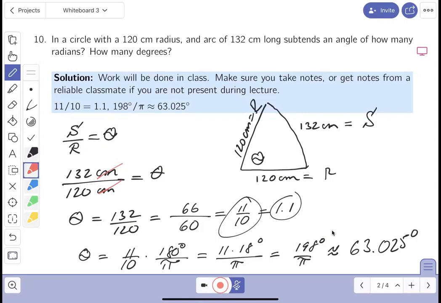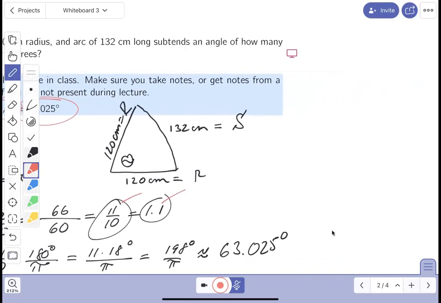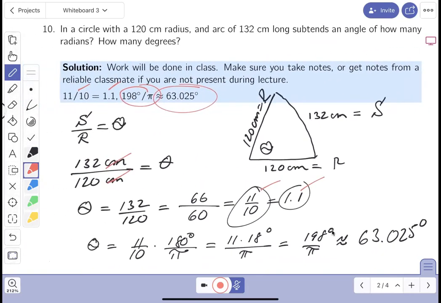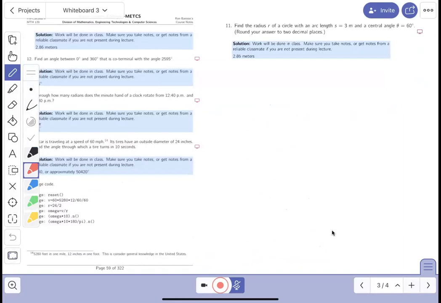I want you to look at the answer key. And again, the reason for that, we want to see if we get them right. And I'm seeing this. All right. I'm also seeing the 198 over pi. I'm seeing that over there. And I'm seeing the approximate answer 63.025. I feel good about that. And I want to certainly move forward. And again, our desire is for you to move forward. Let's go to number 11 now.